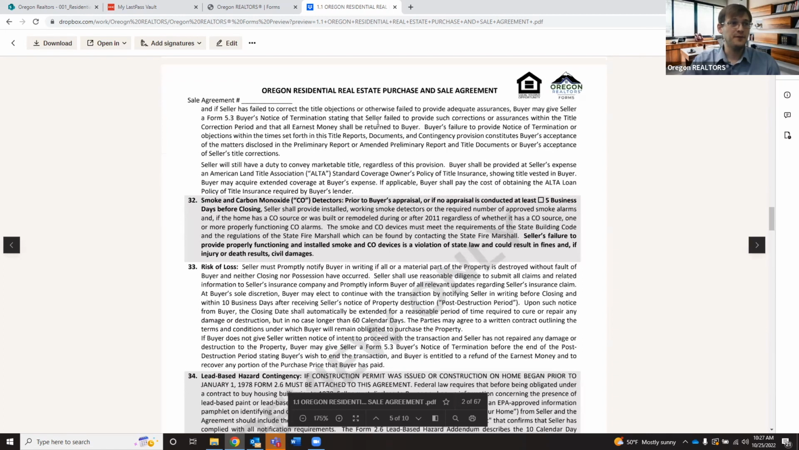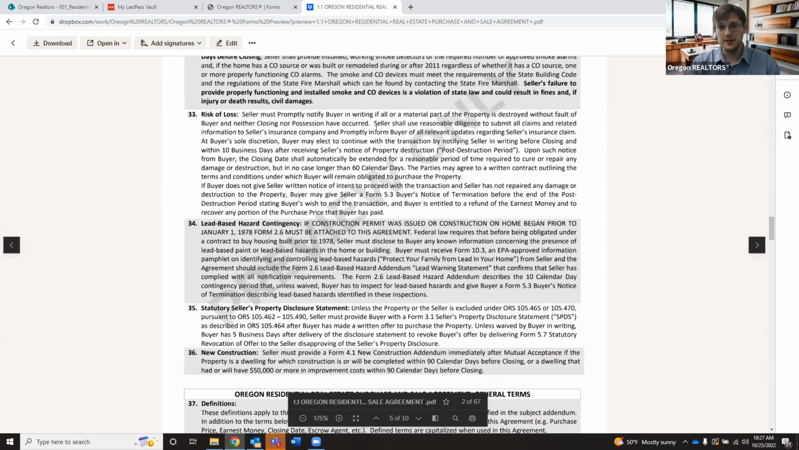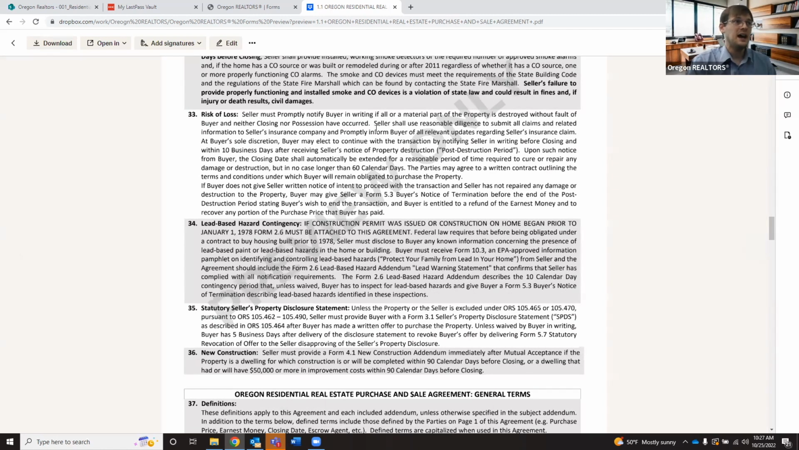You'll note as you move through the contract, you get less and less choice on these things. These terms, risk of loss, lead-based hazard, smoke alarms, statutory disclosure statement, that sort of thing, they're just standards at statutory law. They don't really modify very much. So these are still time frame related terms. So on page 234, all of your timelines are on those sections. But as you move down the document, you get to the less changeable sections of the timeline provisions.